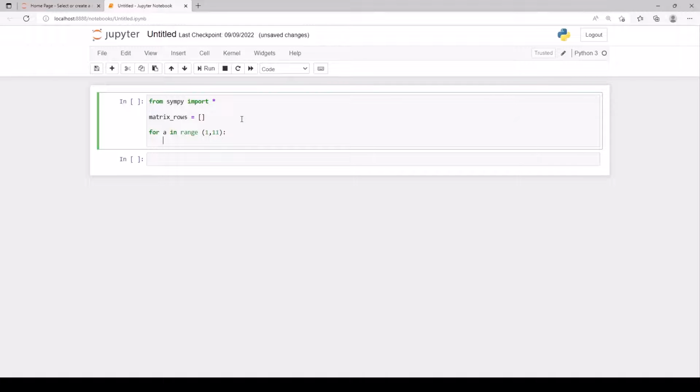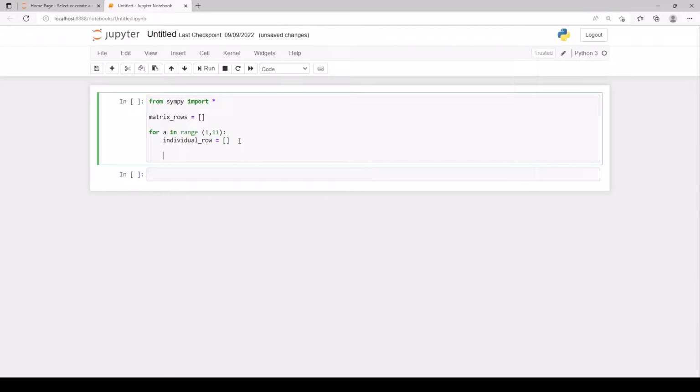And I'm going to define an empty row. I'm going to call it individual row, and this is going to be equal to just a blank list. Now I'm going to start adding terms for my individual row. Each row of my matrix has 10 entries, so I'm going to define a second for loop inside the first one, for B in range 1 through 11.